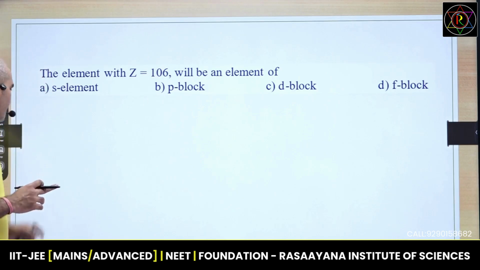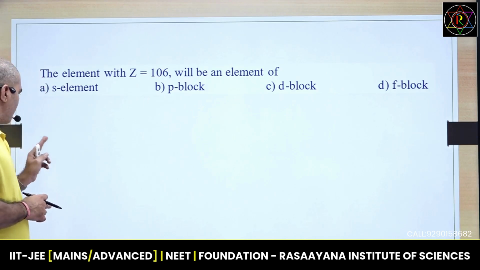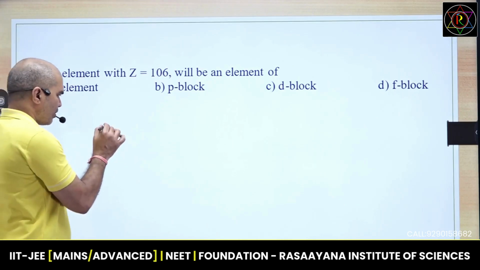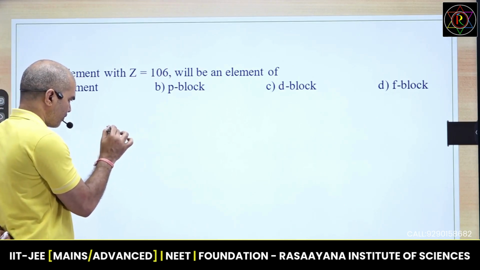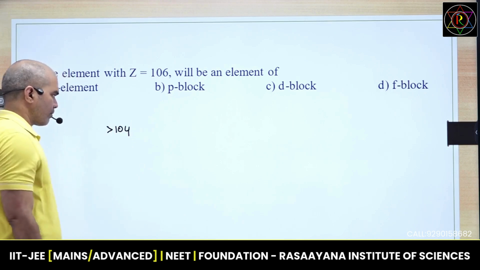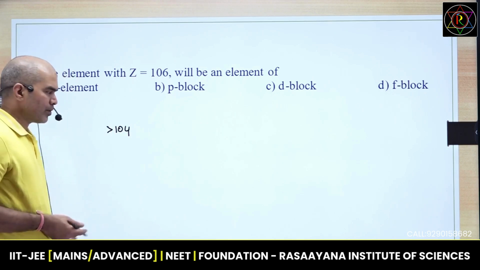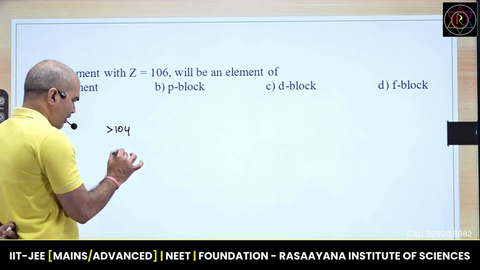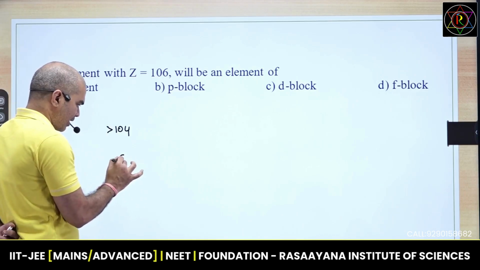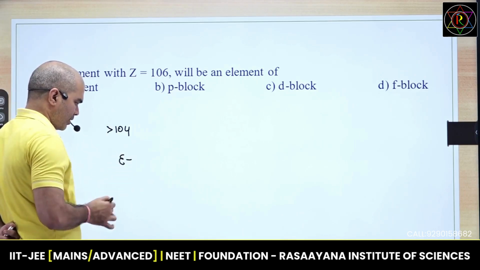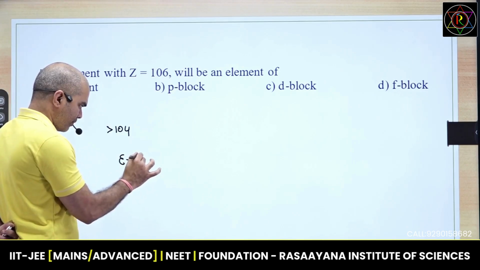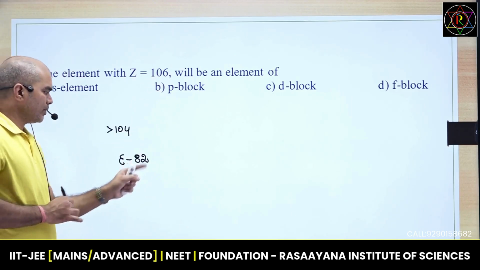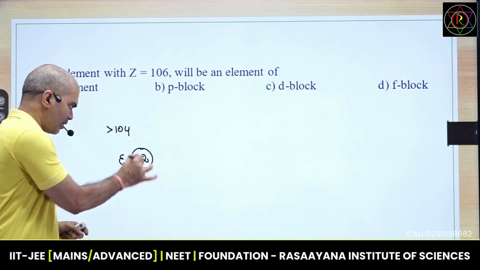But how to know? I'll give you a simple logic. Whenever the elements are beyond 104, whatever element number has been given, you subtract that from 82. You just remember this figure, 82. This is a logical number.